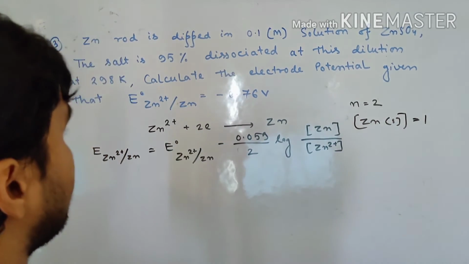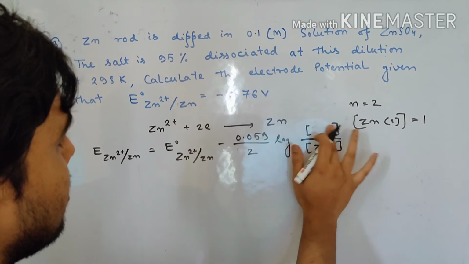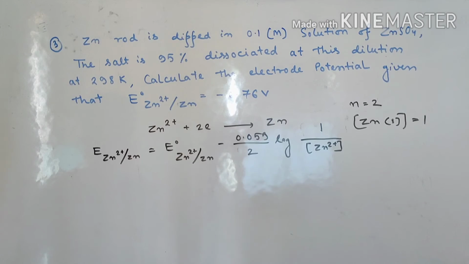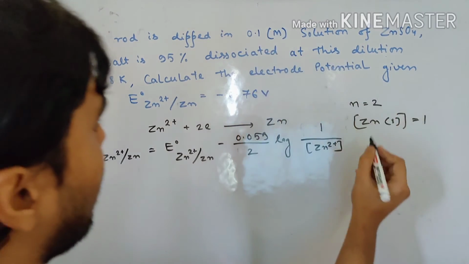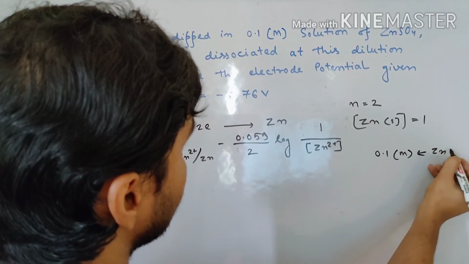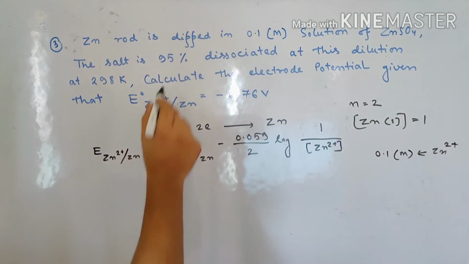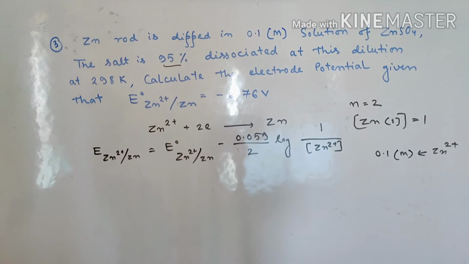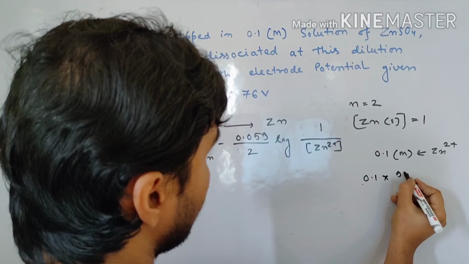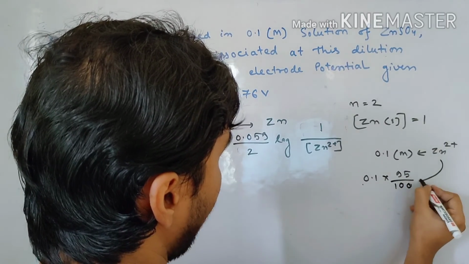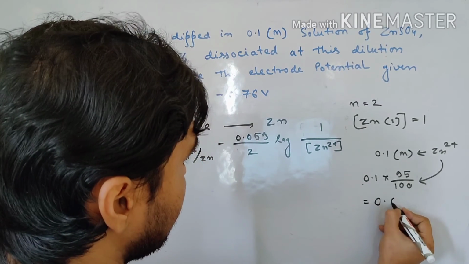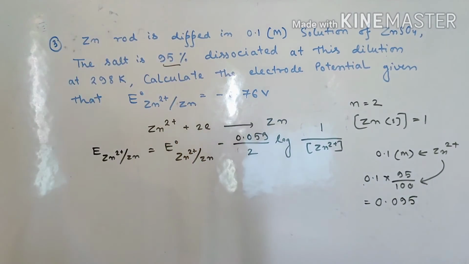What is the concentration? 1. So here this concentration value should be 1 only. And this was 0.1. 0.1 molar was the concentration of Zn2+. But it is 95% dissociated. So it should be actually 0.1 into 95 by 100. That is the actual value of Zn2+, isn't it? So it should be 0.095.